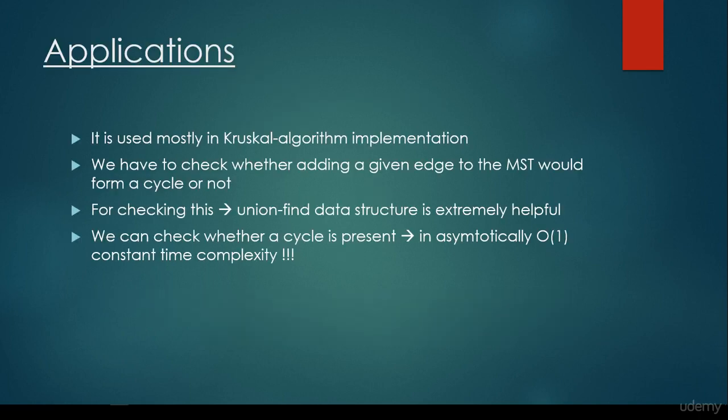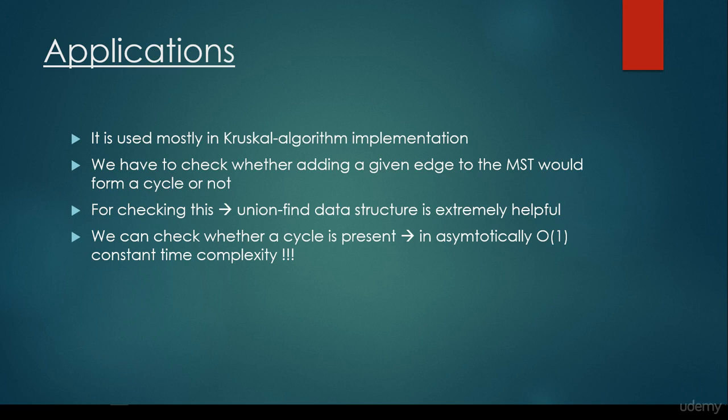Okay, so what about the applications of the disjoint set? Basically, it is used mostly in the Kruskal algorithm implementation. So we have to check whether adding a given edge to the minimum spanning tree would form a cycle or not. This is how Kruskal algorithm works. We are going to talk a lot more about it in the coming videos. But for checking this, the union find data structure is extremely helpful because we can check whether a cycle is present or not in the graph in asymptotically O(1) constant time complexity.